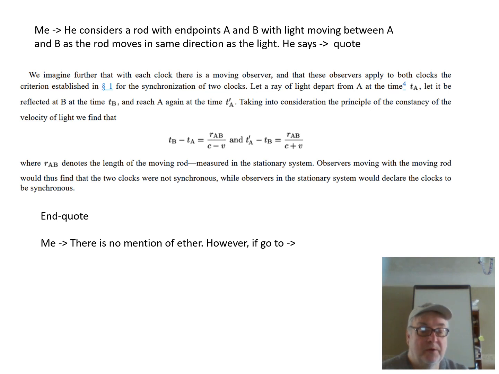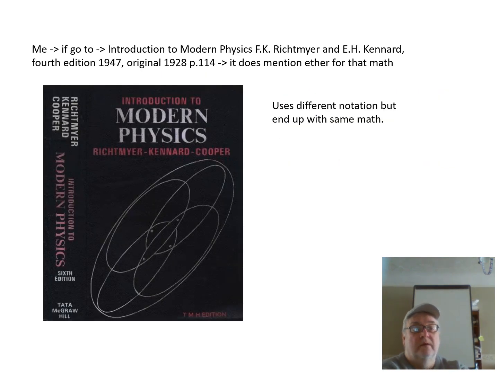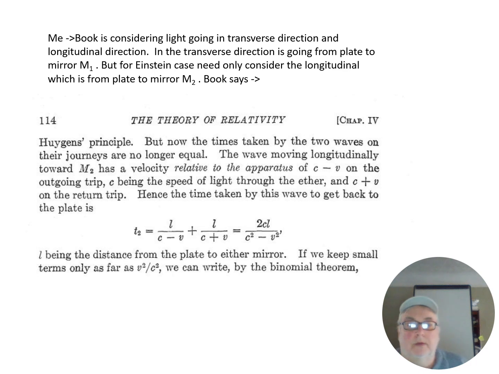However, if you go to this book, Introduction to Modern Physics, the original was published in 1928. It uses different notation but ends up with the same maths as what Einstein is using previously. So the book is considering light going in the transverse direction and longitudinal direction. In the transverse direction it's going from plate to mirror M1, but in the case we're considering, which is the longitudinal direction, it's from the plate to M2.